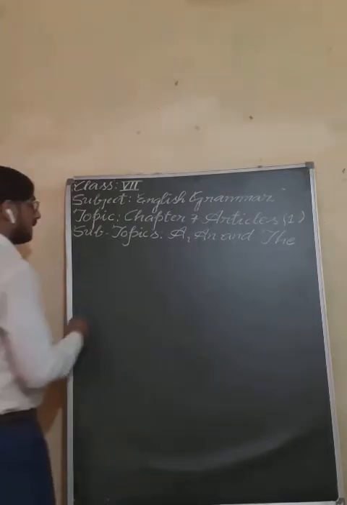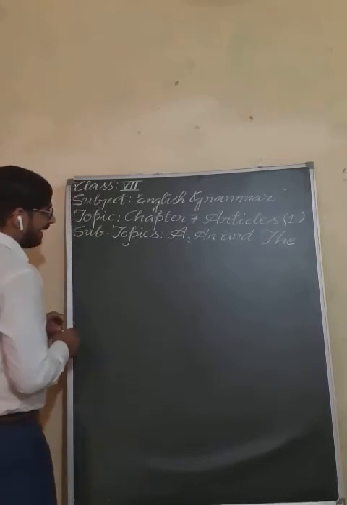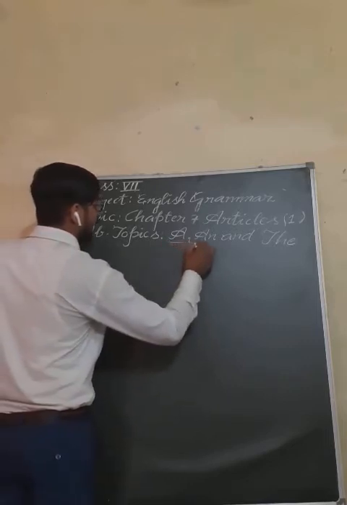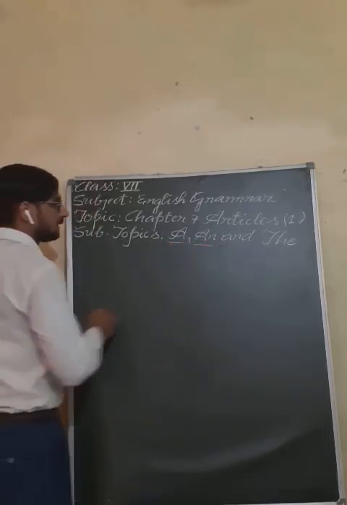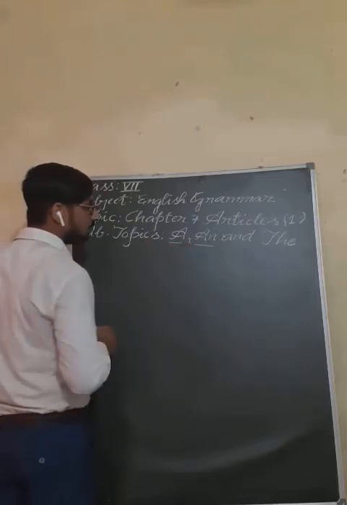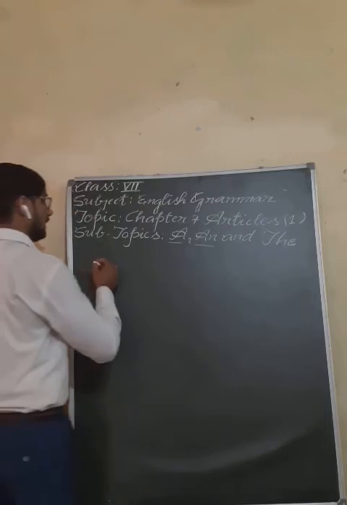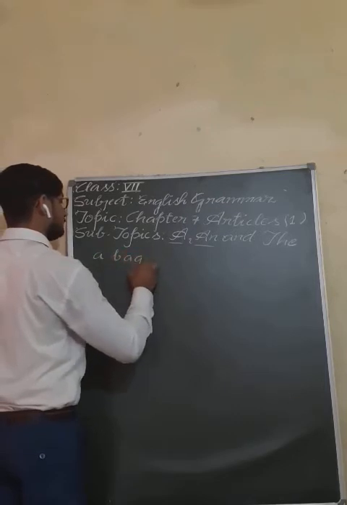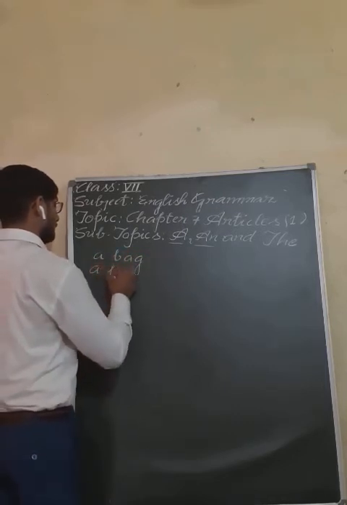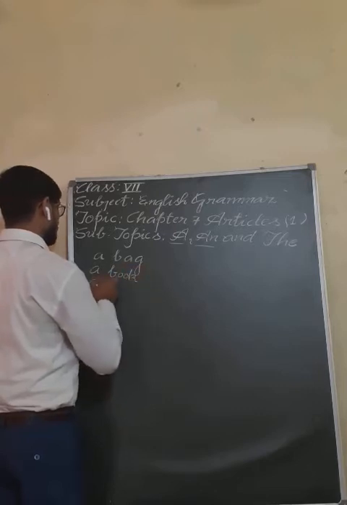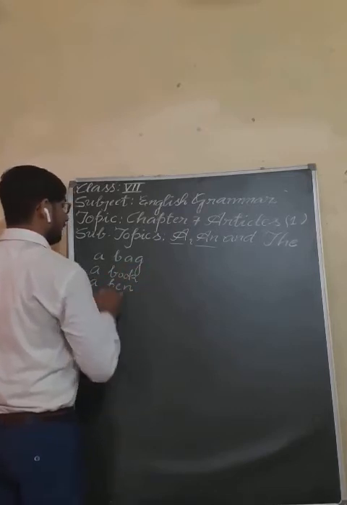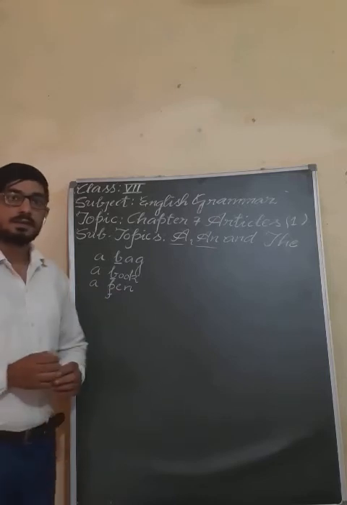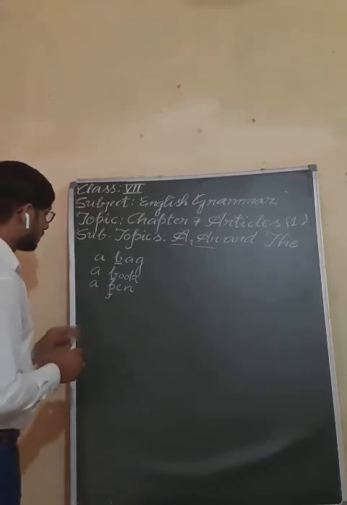So come on here, how to use a, an and the, you can know in this chapter. Before that, we will only discuss here a and an. A will be used with consonant sounds and an will be used with vowel sounds. For example, a bag, a book, a pen. Understand? Here you are getting all these first letters are what? Consonants.